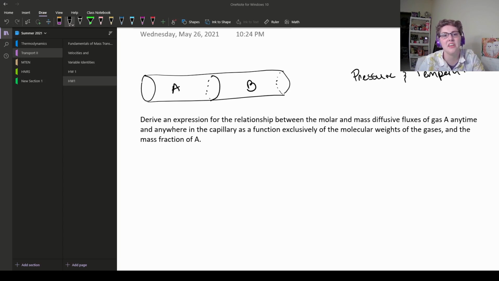Hi everybody, my name is Danielle Weigel, and today we are going to be working through a homework problem for Transport 2 relating mass diffusive flux to molar diffusive flux.